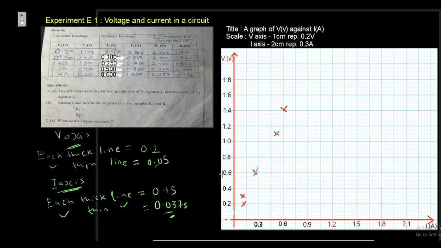Now the next one is 0.6 and 0.25. So we have 0.6 on our vertical. Now 0.25, if you observe this 0.3, to get 0.25 we subtract 0.0375, which is the value of each thin line on the horizontal. So 0.3 minus 0.0375, and that's 0.2625. That's the value we have here.